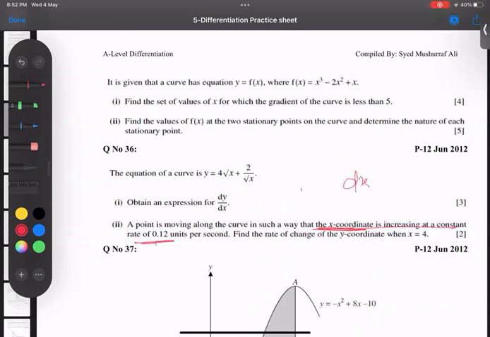This dx over dt is given as 0.12. And we need to find dy by dt when x is equal to 4. I think it's a very easy job, not a hard one.